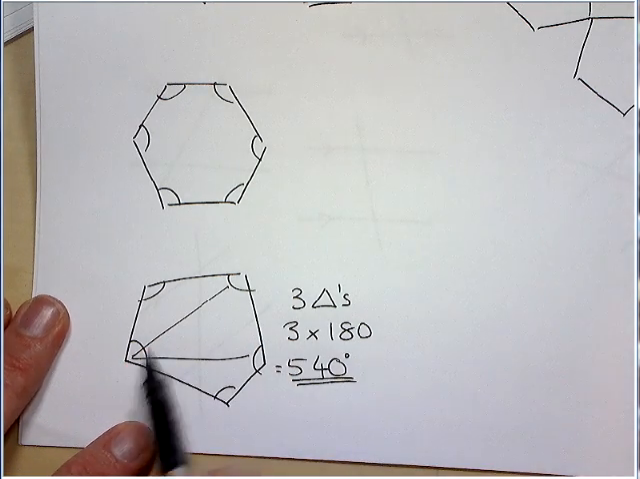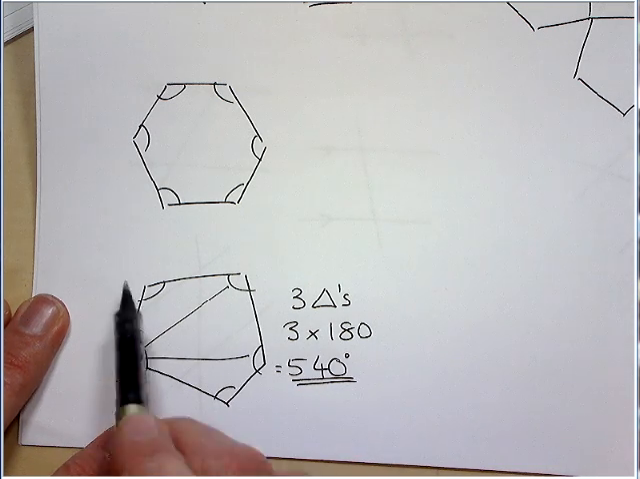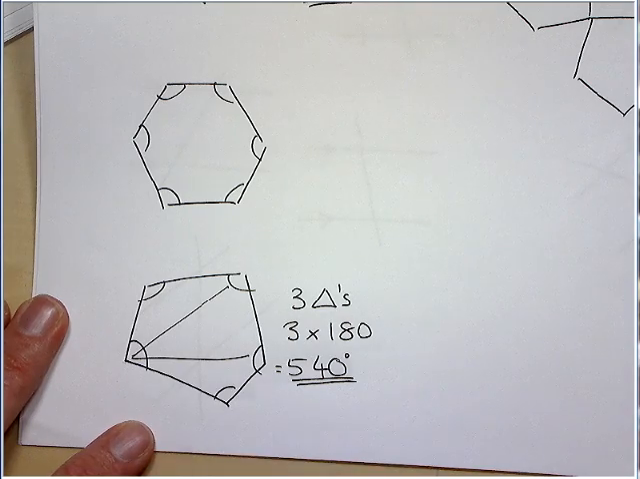Now, I didn't say, but when you draw triangles, you must go from one vertex to all the others. You can't, otherwise there'll be an infinite amount of triangles. This is how we do it.